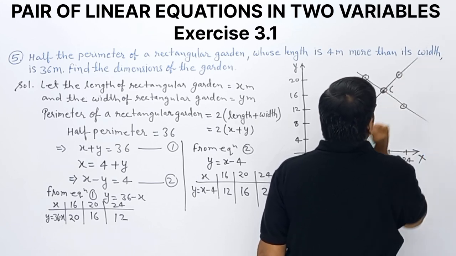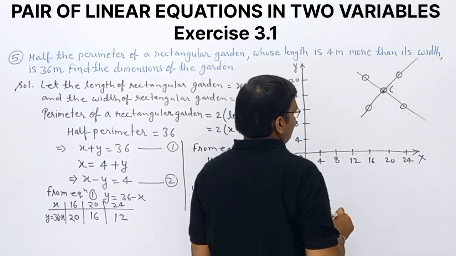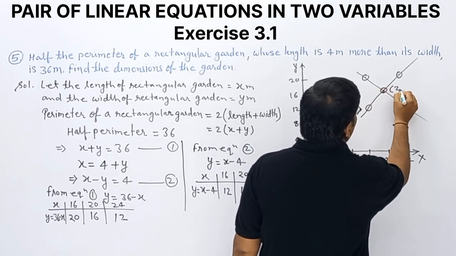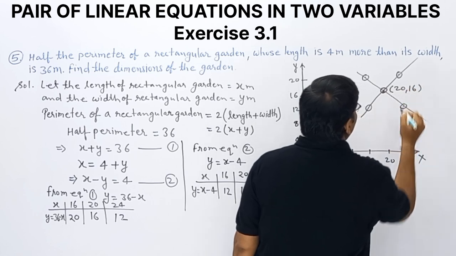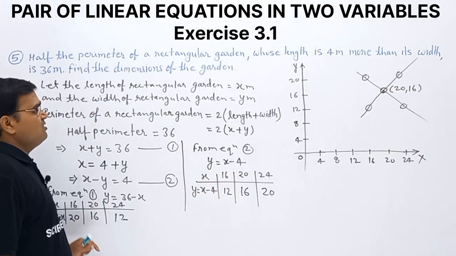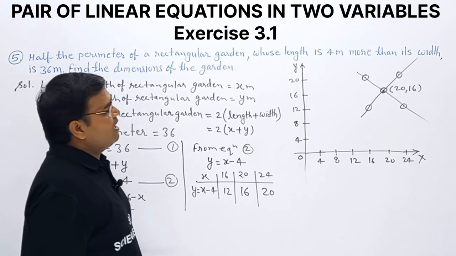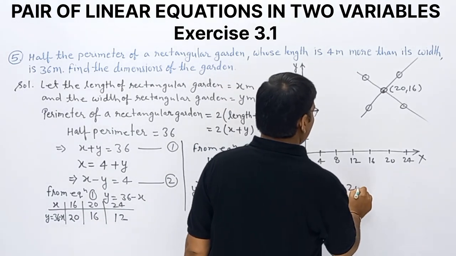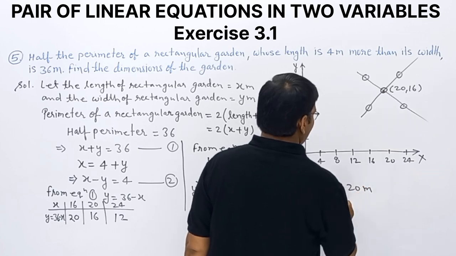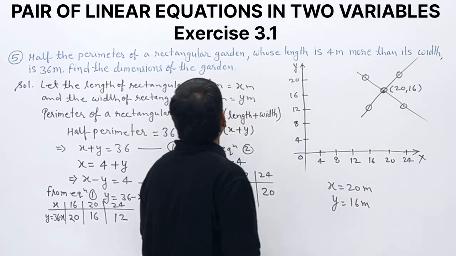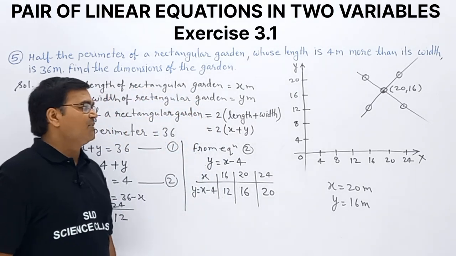We are getting this one as an intersecting point and its value is 20 and 16. 20, 16. Yes or no? 20, 16. So from this graph, what can we say? X equal to 20 meters and y equal to 16 meters are the dimensions of the rectangular garden.